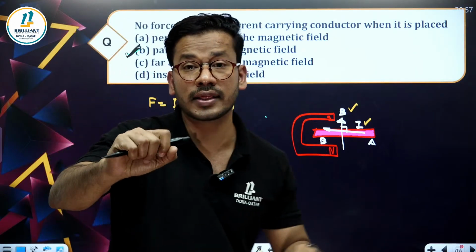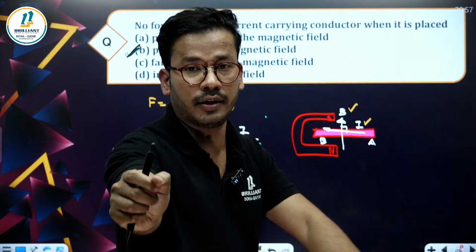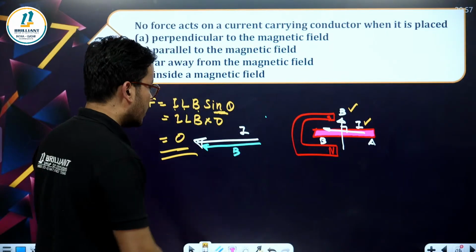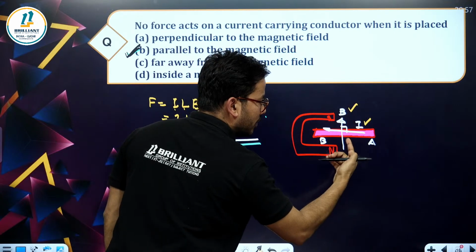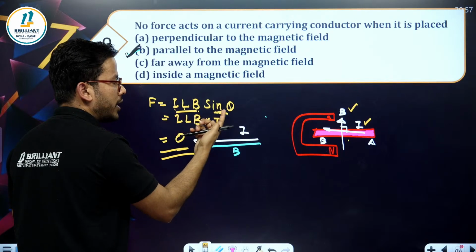It depends on the angle between the direction of current and the direction of magnetic field. At this point, in this case, it will be maximum. When it is parallel, you will apply this formula, ILB sine theta, right?